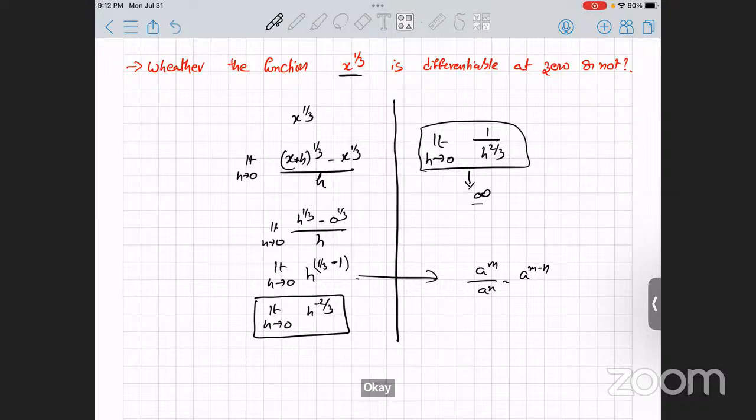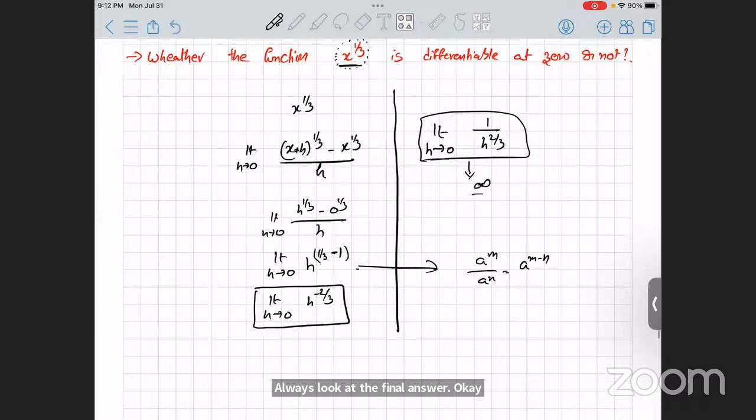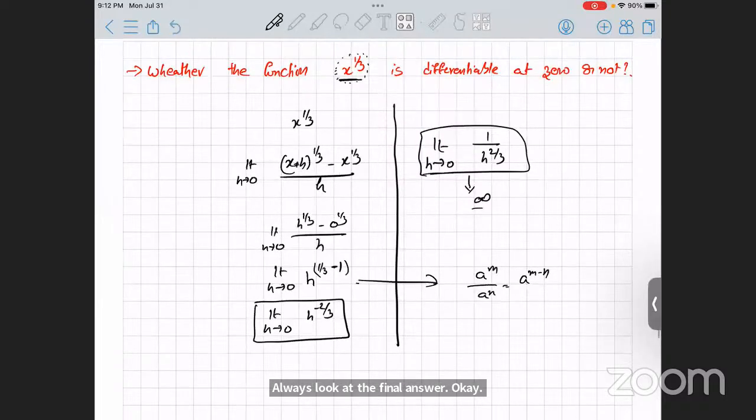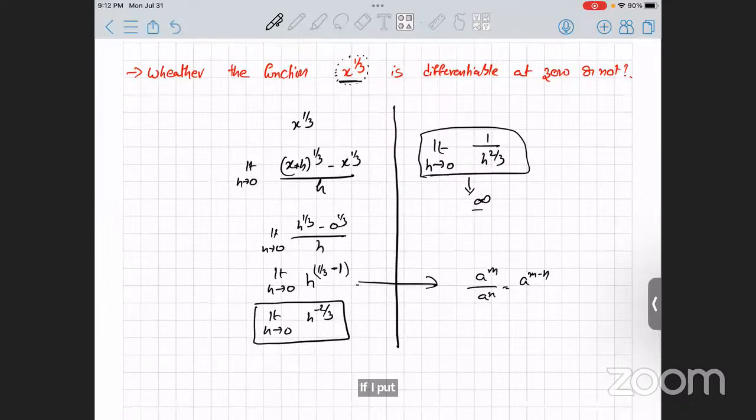Actually, it is not differentiable at 0. Always look at the final answer. Don't compare this. If I put 0 minus, then I will get minus infinity, and if I put 0 plus, I will get plus infinity. So it is not differentiable.